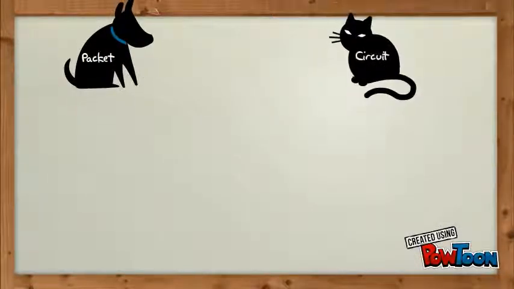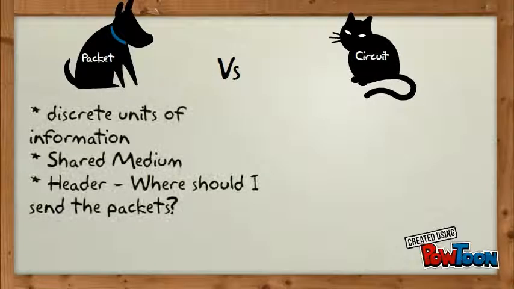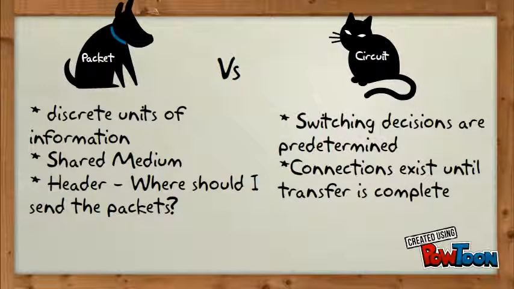Packet switching versus circuit switching. Both have their own pros and cons. For example, packet switching sends discrete units of information on a shared medium. The header will wait to send the packets. In circuit switching, the decisions are predetermined, and the connections exist until the transfer is complete, so it's totally dedicated.